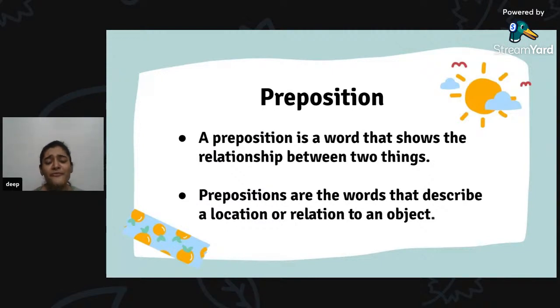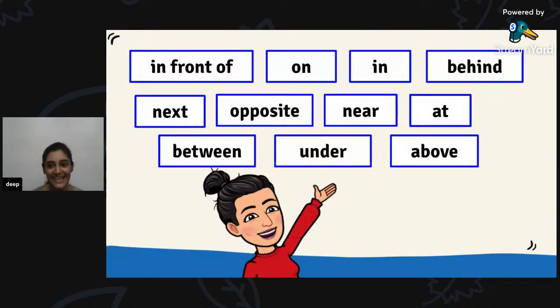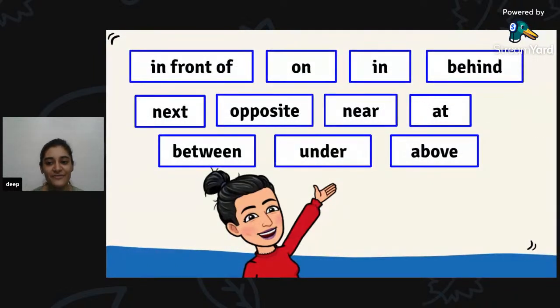Now, can you give me a few examples of prepositional words? You can type your answers in the chat box below. Yes, great. So these are all the prepositional words which we use daily: in front of, on, in, behind, next to, opposite, near, at, between, under, above. So these are all the prepositional words.